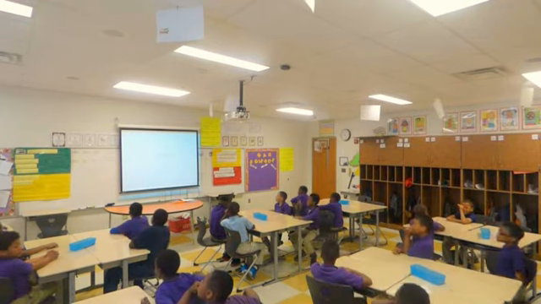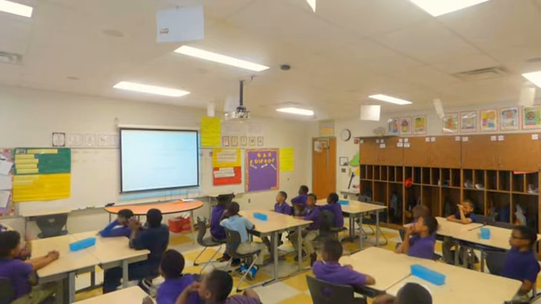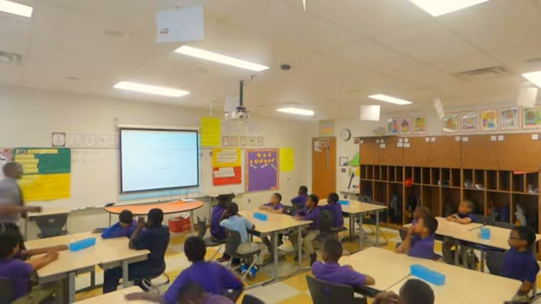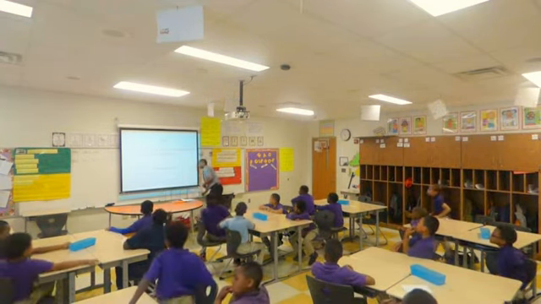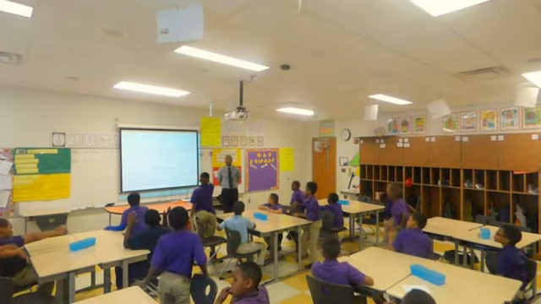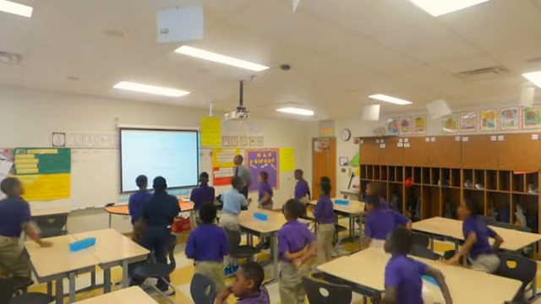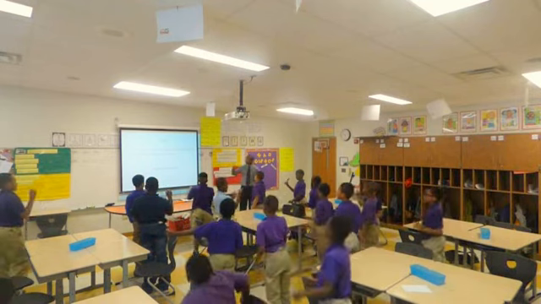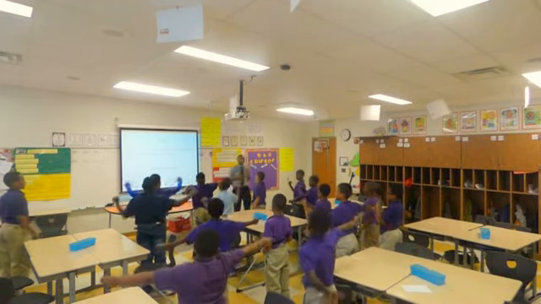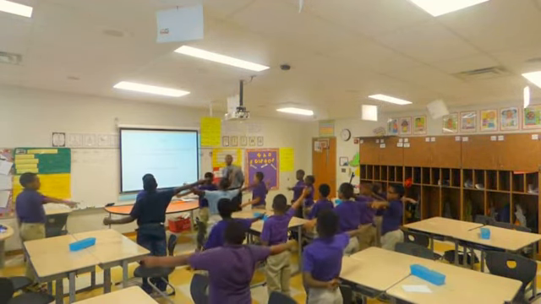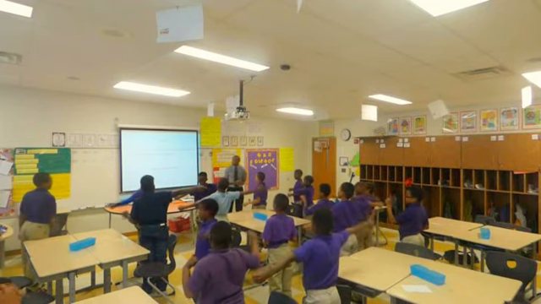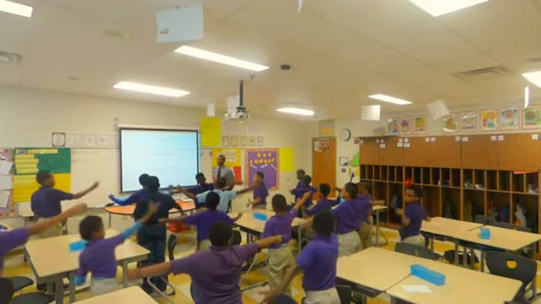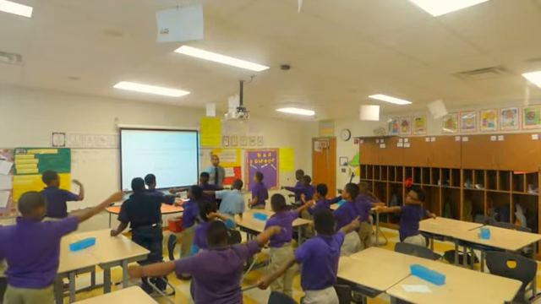Here we go, class. Alright, the first thing we're going to talk about is a ray. So a ray is a part of a line that has an endpoint. It extends in one direction without ending. Alright? A part of a line that has one endpoint, it extends in one direction without ending.